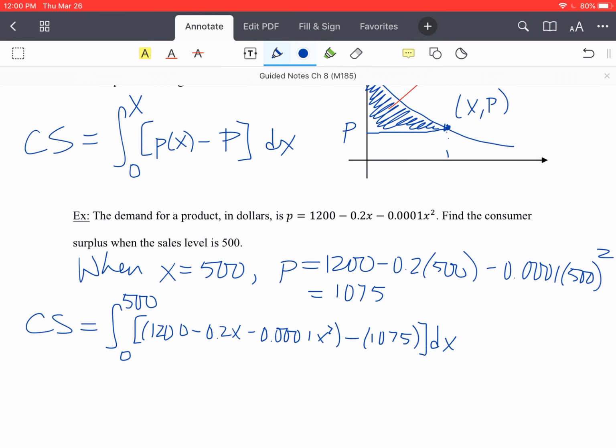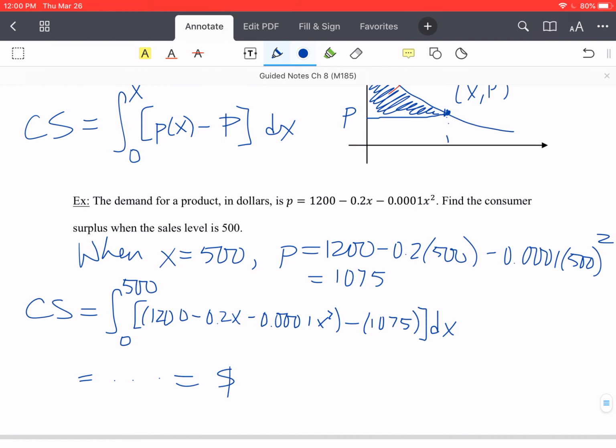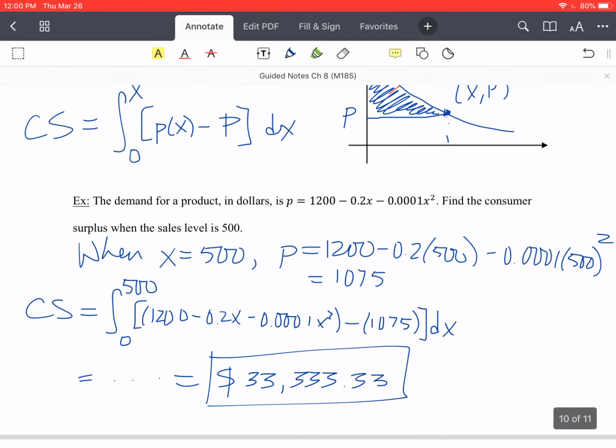Okay. And then this integral is just a standard one, undoing the power rule, so I'm going to leave that to you as an exercise, but what we get is the value in dollars, $33,333.33. Okay, so that's how much money the consumers would be saving at this current price of 1075 compared to what they would be willing to pay for this product. Okay, so that is our consumer surplus. All right.